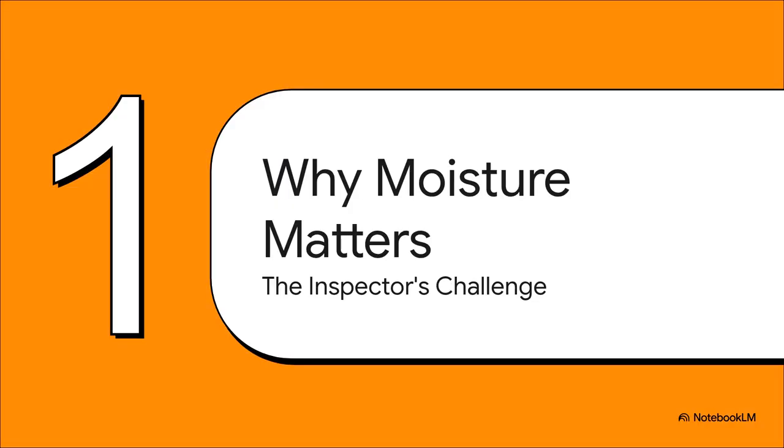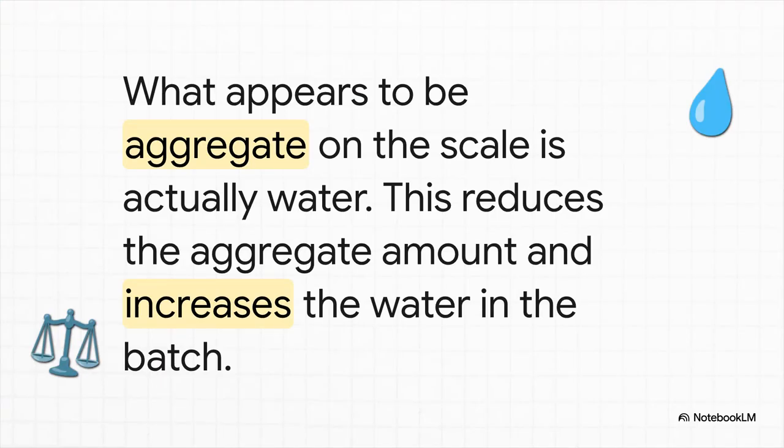Okay, first up, let's talk about why this is such a big deal. Honestly, this is one of the core challenges you face as a quality control inspector. Here's the critical thing to get your head around. Moisture has a dual effect. It's a 2-for-1 problem. You see, the common mistake is to think, oh, the sand is wet, I'll just cut back on the batch water. Nope, that only solves half the problem. You're still weighing water that you think is aggregate, which means you're not putting enough stone and sand in the mix. And that's a recipe for low strength.